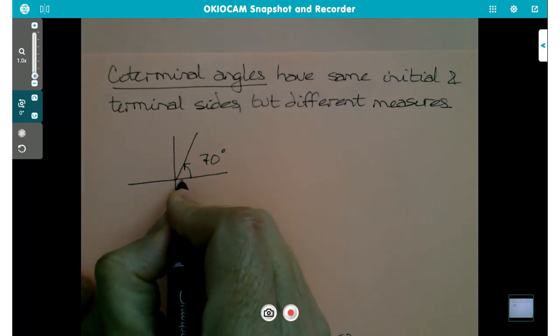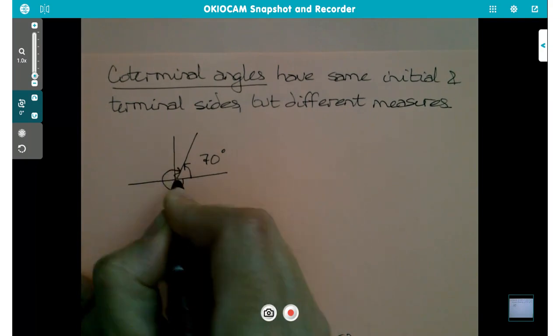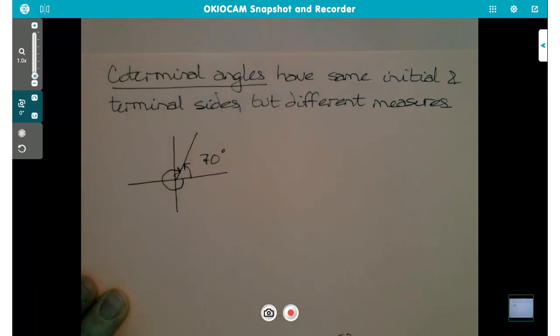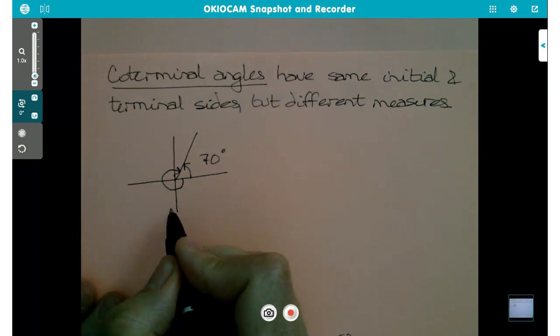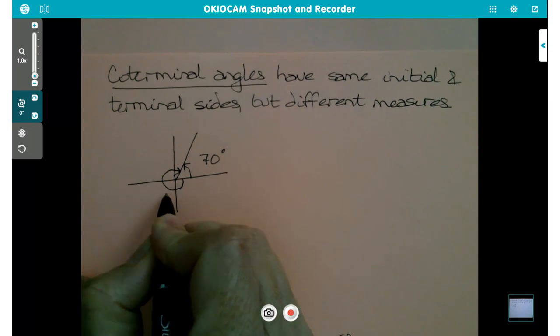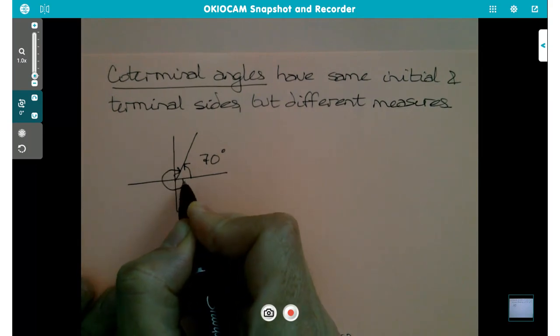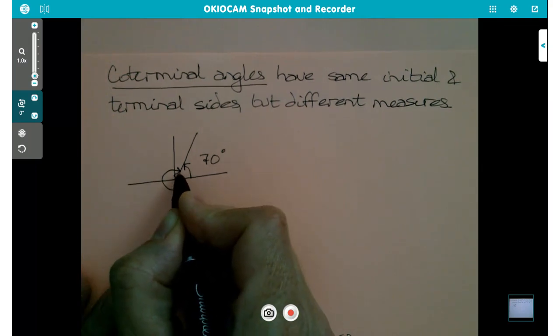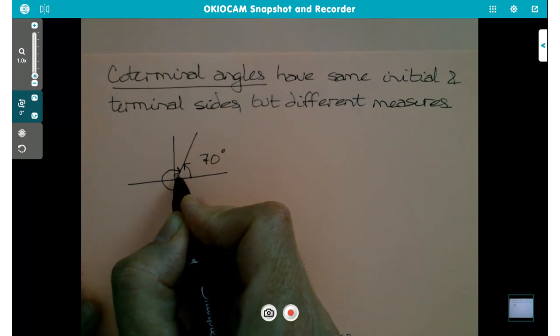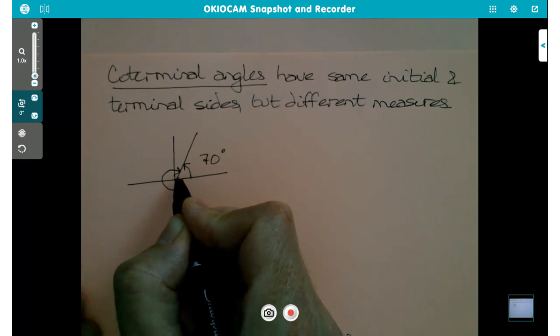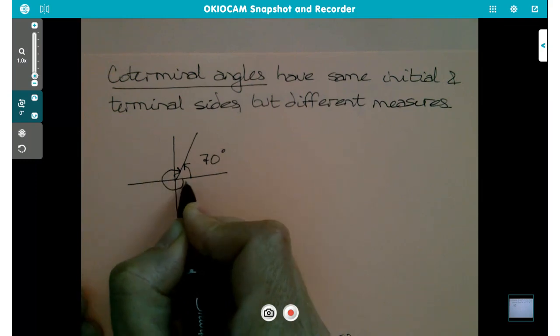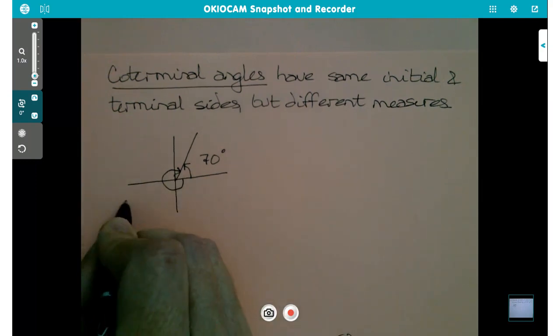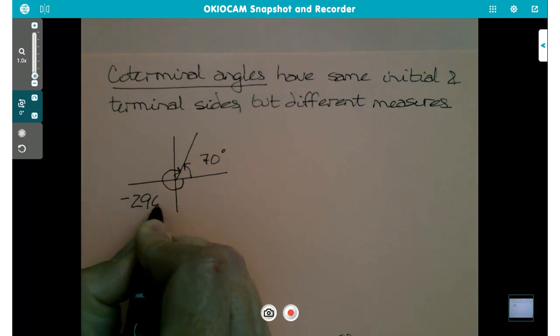I could have gone around the other way. If I do that, now that angle has negative measure because I went the opposite direction. I went clockwise instead of counterclockwise. What's the measure? Well, let's see. If I had gone all the way around clockwise, I would have an angle of negative 360 degrees, but I didn't. I stopped right here. I stopped 70 degrees short of a complete revolution. So that's negative 360 minus 70, that's negative 290 degrees.